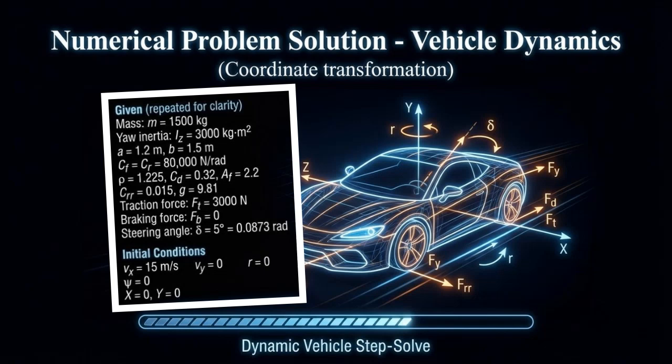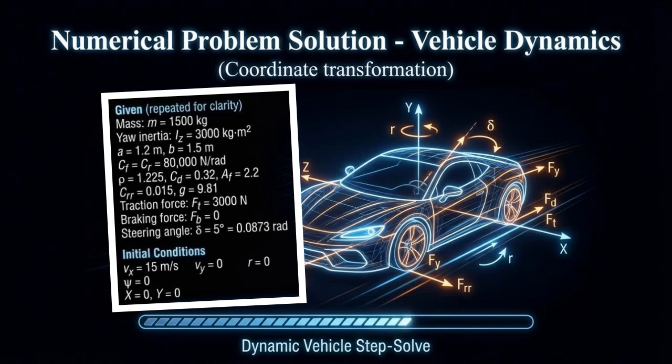The vehicle has a mass of 1,500 kilograms and a yaw moment of inertia of 3,000 kilogram meters squared. The center of gravity is located 1.2 meters from the front axle and 1.5 meters from the rear axle. Both the front and rear tires have a cornering stiffness of 80 kilonewtons per radian. For aerodynamic effects, the air density is 1.225 kilograms per cubic meter, the drag coefficient is 0.32, and the frontal area is 2.2 square meters.